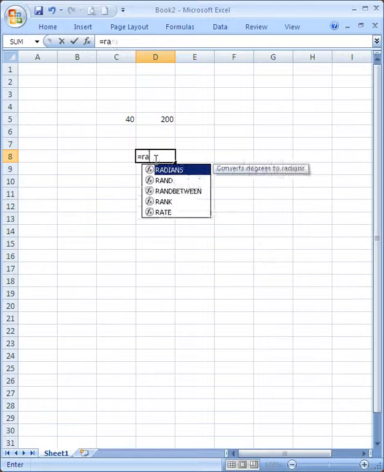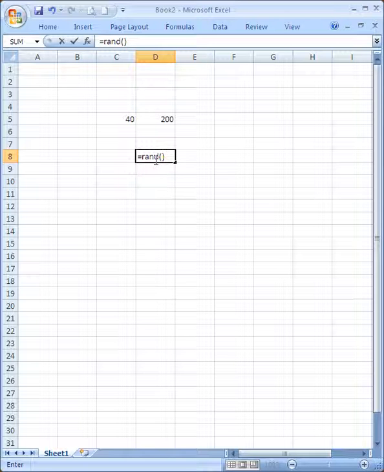We type a formula starting with the rand function. Then we multiply it by the range of numbers. The range is the distance between the smallest number and the largest number. The distance from 40 to 200 is 160. So that's what we multiply here. Finally, we add on the number at the lowest end of the range.